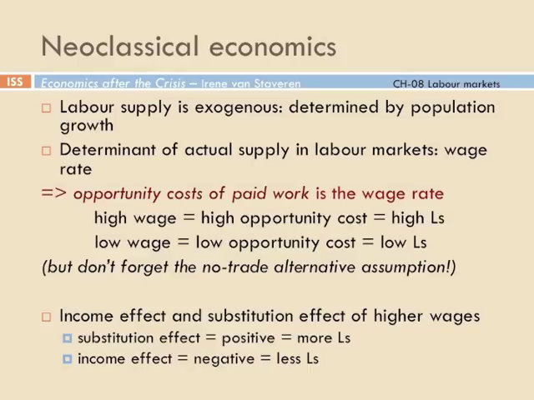In neoclassical economics, labor supply is regarded to be exogenous, simply determined by population growth. And labor supply is not much influenced by social norms or institutions, but reacts to the wage rate. The higher the wage rate, the more labor supply, and the lower the wage rate, the lower labor supply.